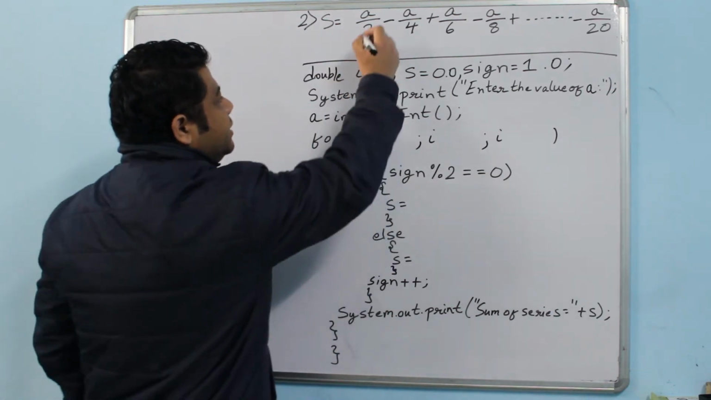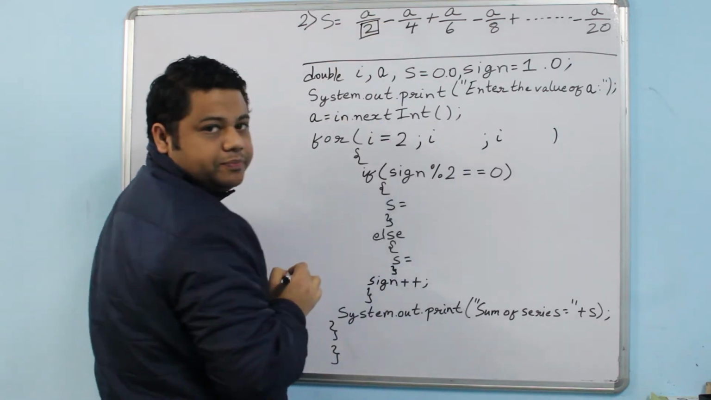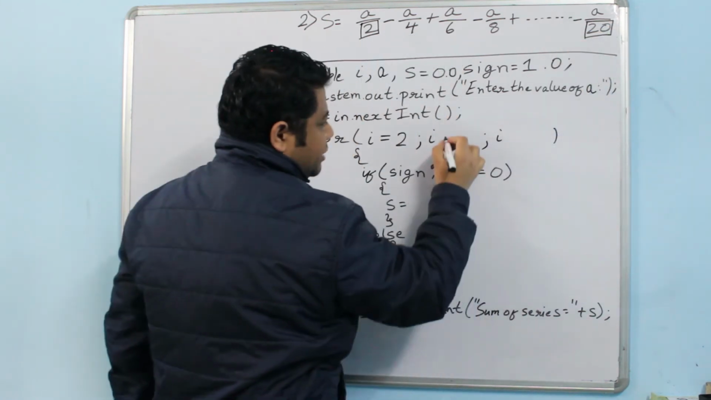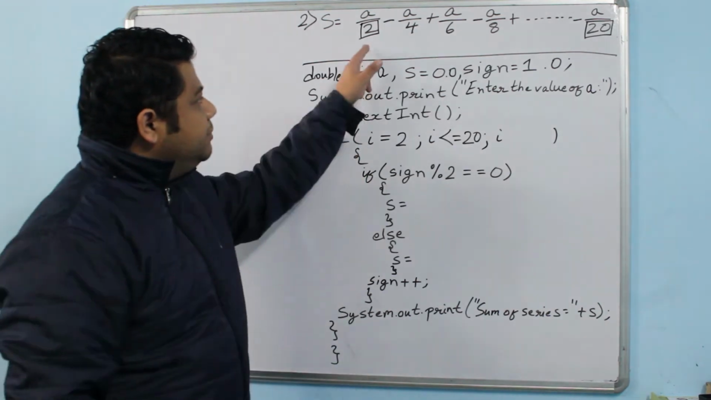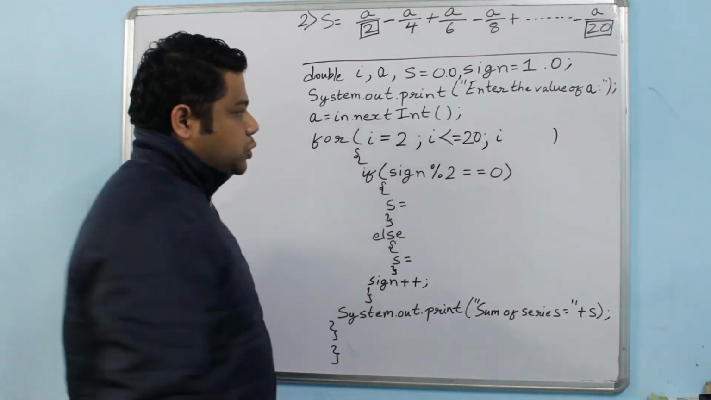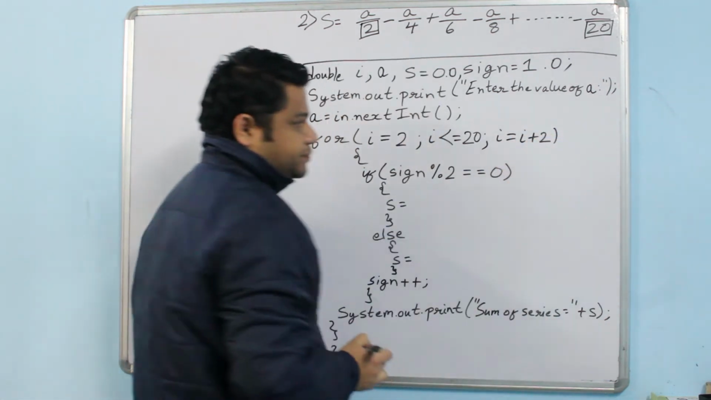So the denominator, the first thing over here, starting point we have 2, so we'll write down i equals 2. The ending point, if you can see, we have got 20, so I'll write down i less than or equal to 20. And the numbers are incrementing by 2. If you can see 2, 4, 6, 8, so it's incrementing by 2. So over here we'll write down i equals i plus 2.